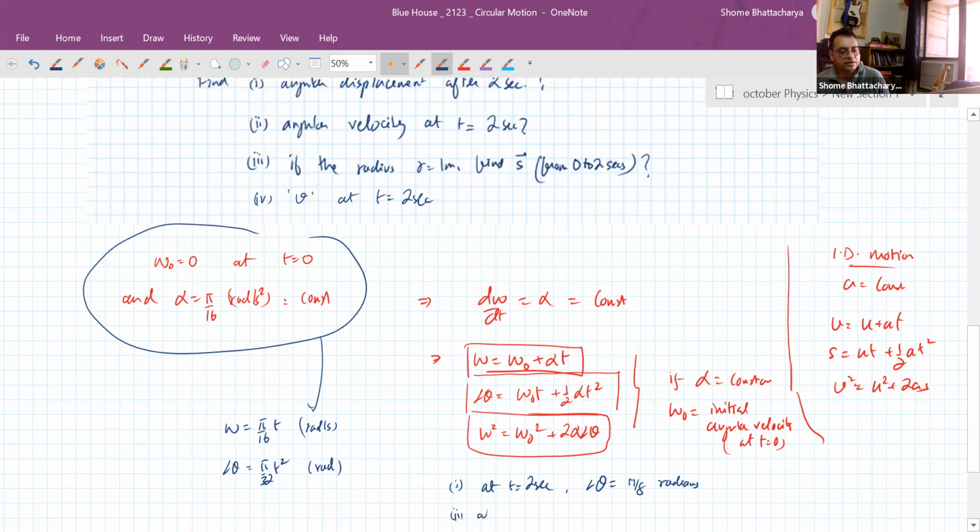And again at t equal to 2 seconds, angular velocity is pi by 16 into 2, so that's also pi by 8, but that's in radians per second.